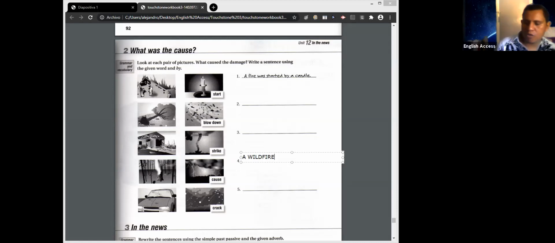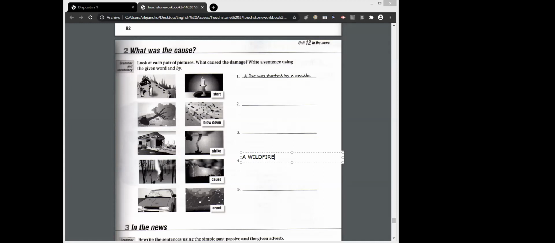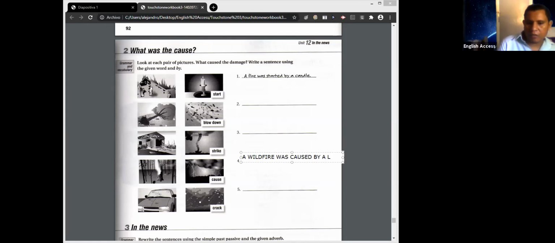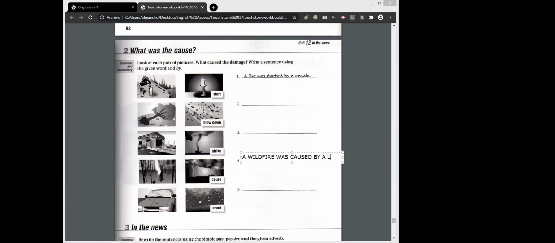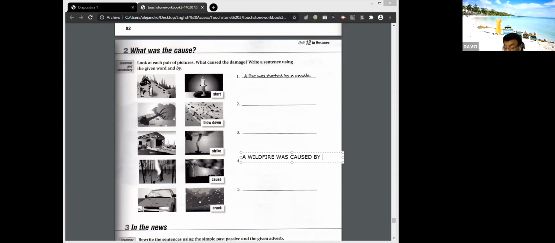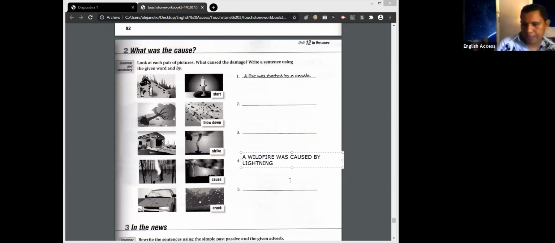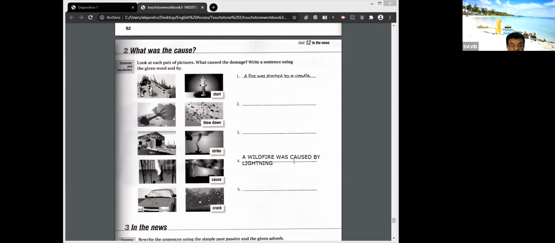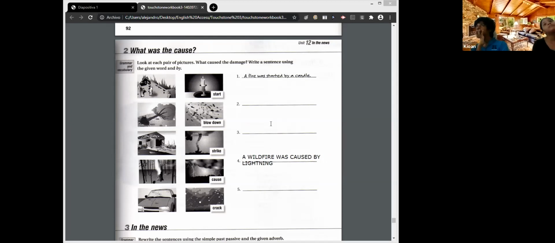Can you read number 4, please? A wildfire was caused by a thunderstorm. No, by lightning. Look at the lightning. By lightning. Yes. So look at the pronunciation. Was caused. Was caused. Very good.